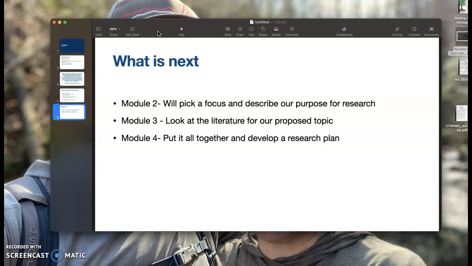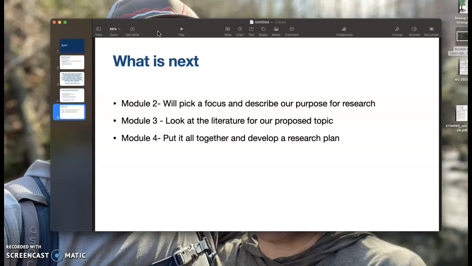In Module 3, we'll continue to look at the topic or the equity focus that you are looking at and begin to search for some academic literature and then write a literature review on it. And then Module 4 will put all those pieces together, your purpose, your literature review, and add in the development of a research plan. Now, if you skip to Module 4 and you look at the rubric for the research plan at the end, it looks pretty overwhelming. But please, like I said in the first video, it is not.